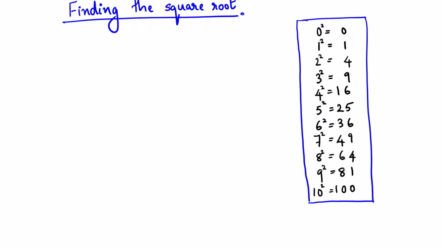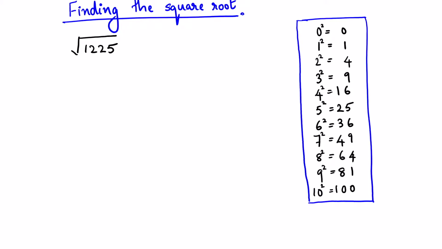Now let's take an example. I'm taking the example of 1225. So we are going to find the square root of 1225. For this, first you have to separate this 1225 into two parts. Starting from the right, after two digits you have to separate it into two parts.